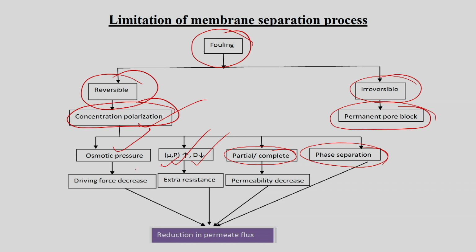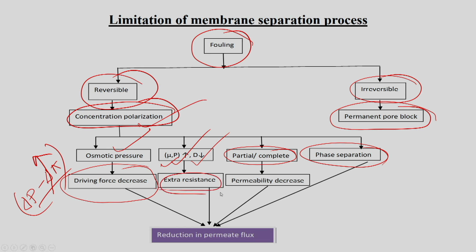Okay. Then due to this osmotic pressure development, the driving force will be decreasing, because the driving force was delta P minus delta pi, and as delta pi is increasing, delta P minus delta pi will go on decreasing. Then extra resistance will be created and permeability will be decreasing, and ultimately there is a reduction in the permeate flux. So, that is one of the drawbacks.